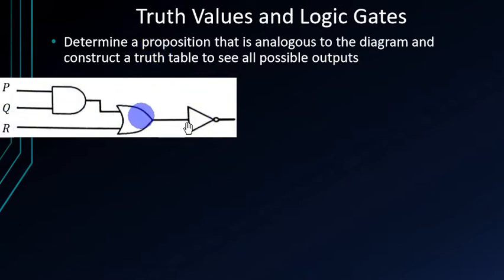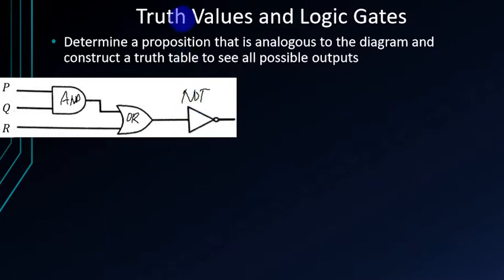So we have here the inputs labeled as P, Q, R, then we have our gates. Let's analyze what gates we are actually dealing with. We have P and Q as the inputs, then here we have our AND gate. The output of that is an input along with R to the OR gate, and the output of the OR gate is negated by the NOT gate.